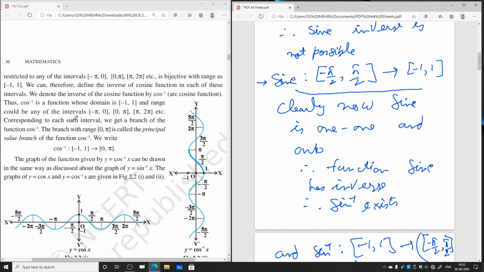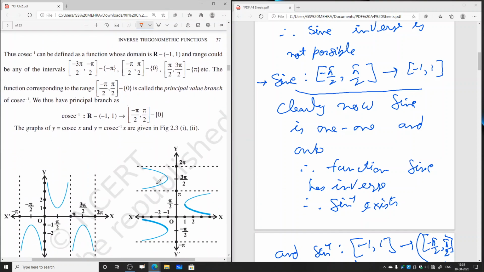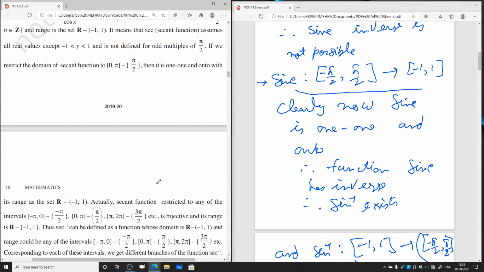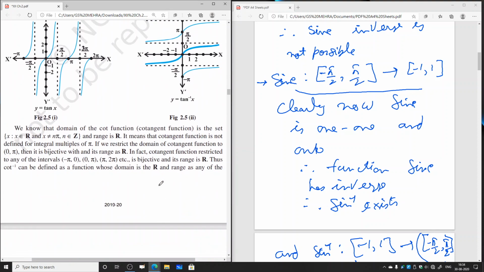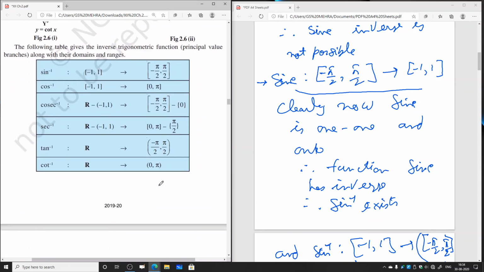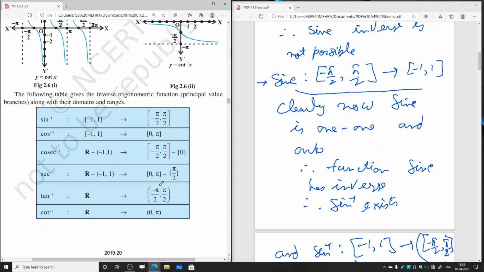Now the same concept we can apply to the others also. In the same way we can get the inverse of cos, that is cos inverse, and we can obtain cosec inverse. Then we can have sec inverse, tan inverse and cot inverse. These all are possible by applying the same concept. So here we have a table. This table shows the inverse trigonometric functions with the principal values along with their domains and ranges.